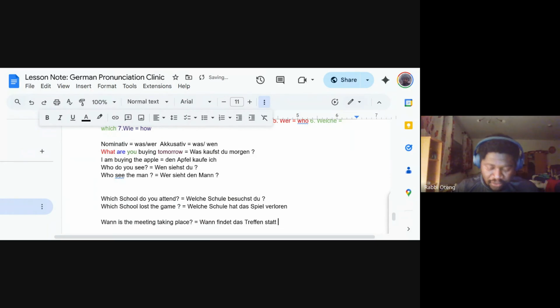So stattfinden, those who don't know, I said stattfinden. We use it when we are talking about events taking place, like something happening, okay? Stattfinden is separable. Stattfinden means to take place or to happen. And it is used for events, something taking place, okay? Maybe the party is taking place at, it could be the place or the time, okay? Wann or wo, okay? Yeah.